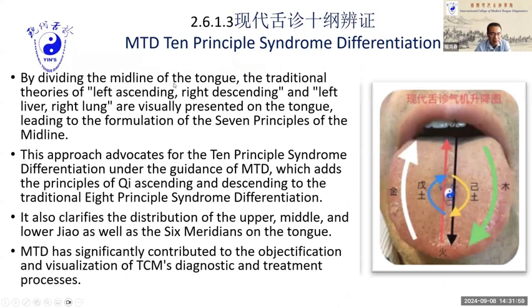By dividing the midline of the tongue, the traditional theory of left ascending, right descending, and left liver, right lung are visually presented on the tongue, leading to the formulation of 7 principles of midline. These 7 principles of midline have already been published in this book.